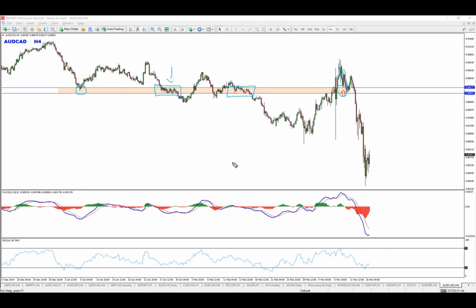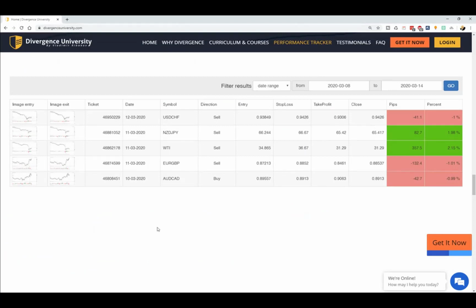Then we got the bigger wave, but that was the first one right here, and as you can see, this one simply failed and it moved lower. So nothing more to say about it, actually. Pretty clear in my opinion.